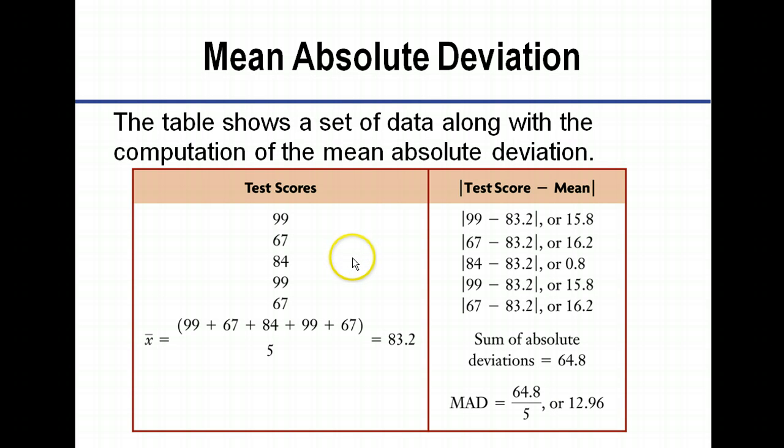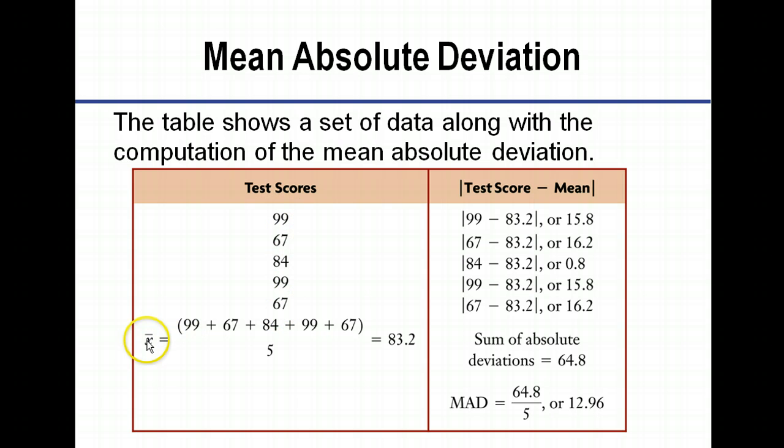So let's consider an example. This table shows a set of data along with the computation of the mean absolute deviation. So here are all the test scores. How many test scores do we have? Let's see, we have a 99, 67, 84, 99, and another 67. So it looks like we have 1, 2, 3, 4, 5 test scores.